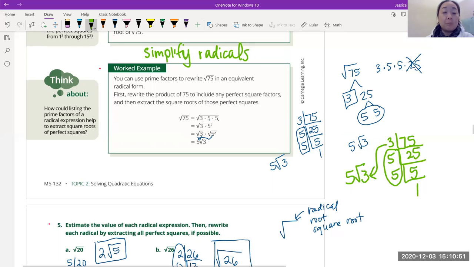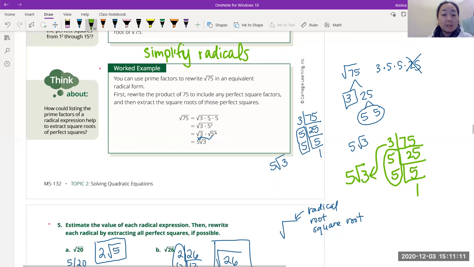This is what we call prime factorization, right? We factored everything into just prime numbers, right? Which all numbers can be done that way. And they noticed, oh, 5 times 5, oh, that's 5 squared. And then they just broke up the radical. So the square root of 3 times the square root of 5 squared.